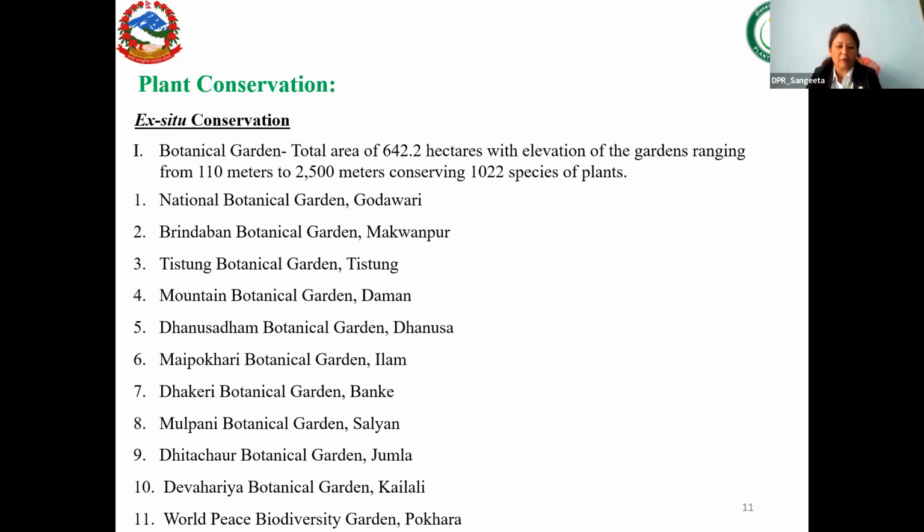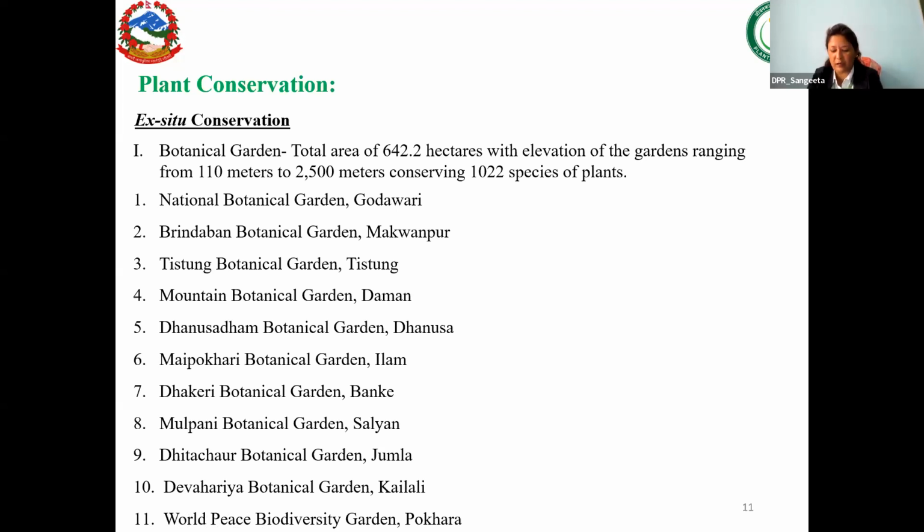So we have National Botanical Garden at Godavari, Brindaban Botanical Garden at Makwanpur, Tistung Botanical Garden at Tistung, Mountain Botanical Garden, Daman, Dhanusa Dham Botanical Garden, Dhanusa, Maipokhari Botanical Garden, Ilam, Dhakeri Botanical Garden, Banke, Mulpani Botanical Garden, Salyan, Ditachor Botanical Garden, Jumla, Devaria Botanical Garden, Kailali, World Peace Botanical Garden, Pokhara.